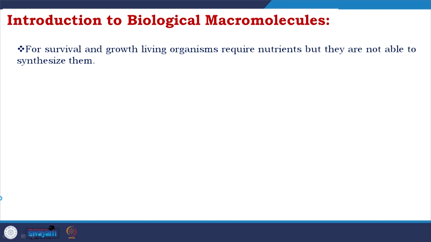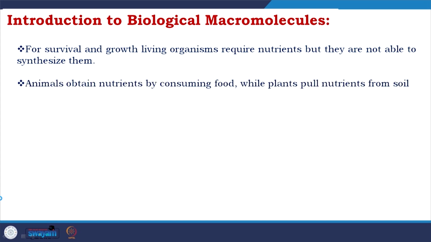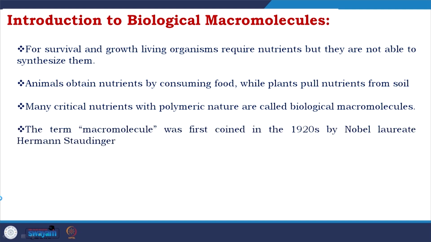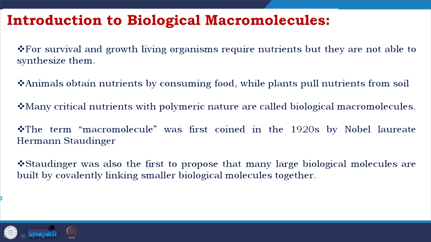So coming to the introduction of biological macromolecules, for survival and growth, living organisms require nutrients, but they are not able to synthesize them. Animals obtain nutrients by consuming food, while plants pull nutrients from soil. Many critical nutrients with polymeric nature are called biological macromolecules. The term macromolecule was first coined in the 1920s by Nobel laureate Hermann Staudinger. Staudinger was also the first to propose that many large biological molecules are built by covalently linking smaller biological molecules together. He introduced the concept of monomer to polymer formation of the biologically relevant molecules.